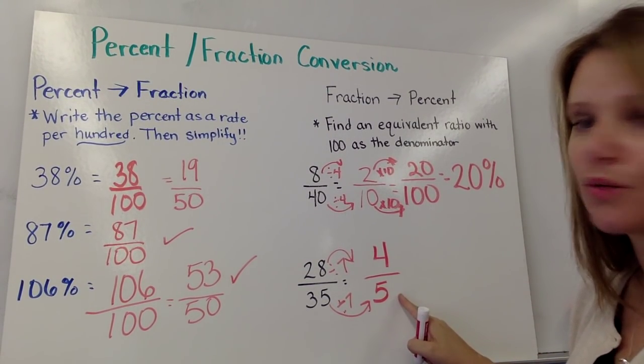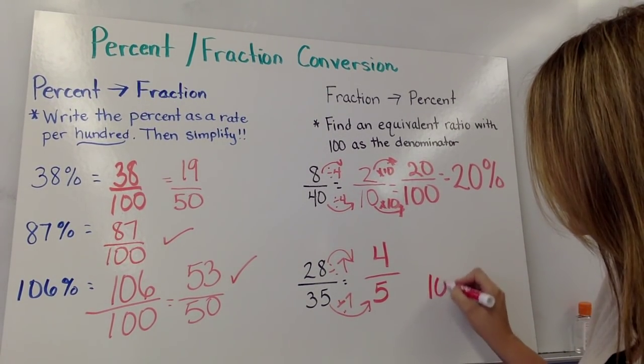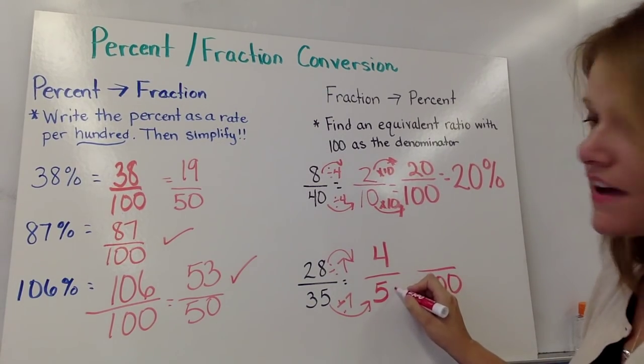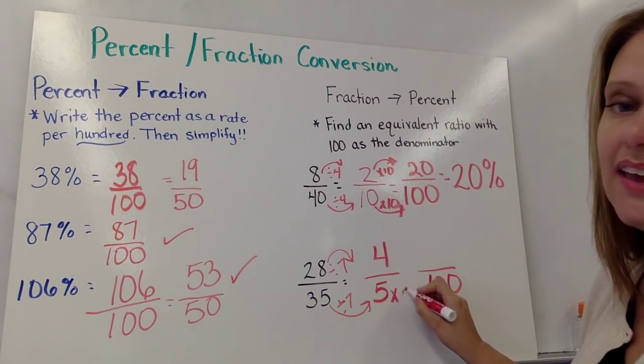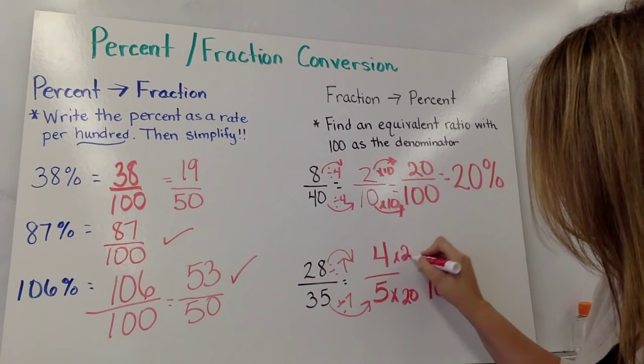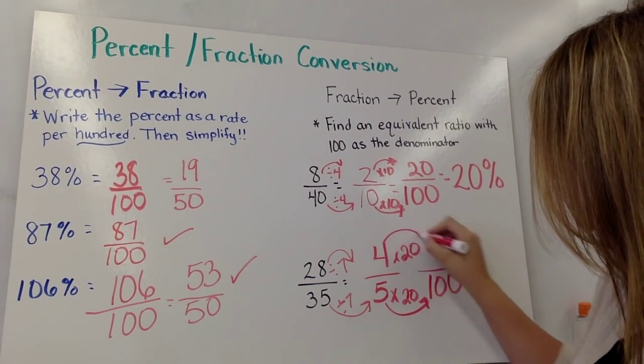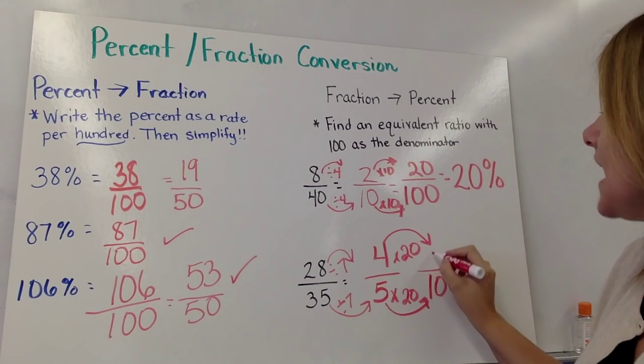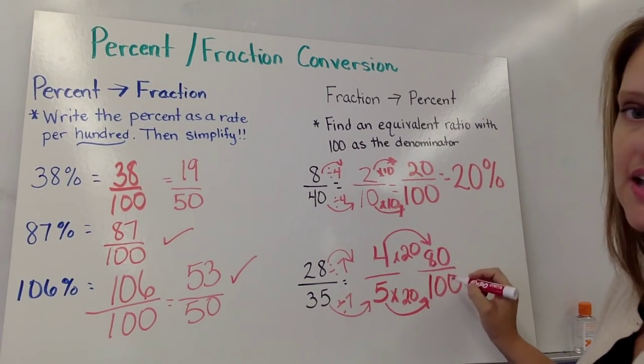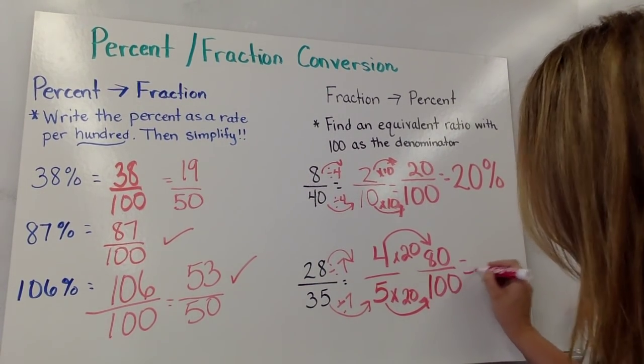Now I can change it per 100. So I'm going to change this to 100. 5 times what gets me 100? 5 times 20. 4 times 20 is 80. So this is 80 over 100, which is the same as 80%.